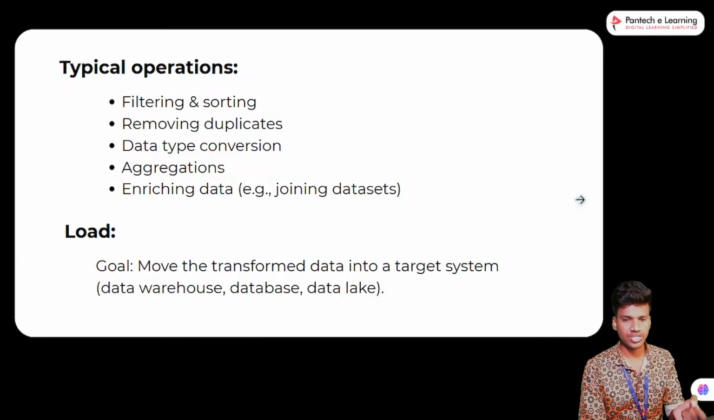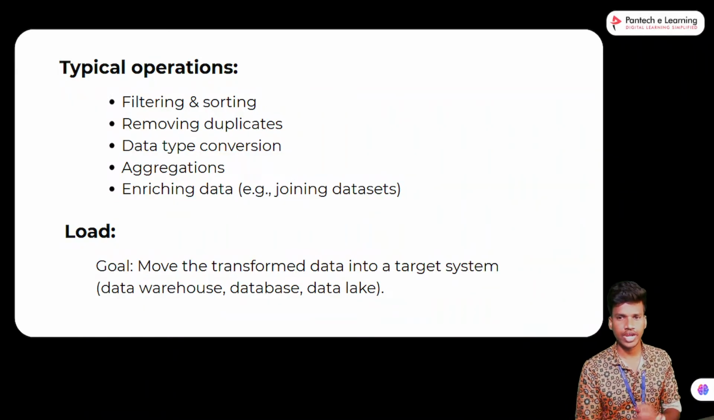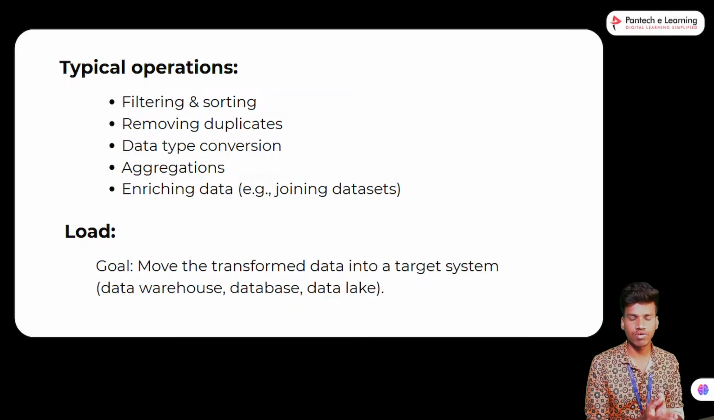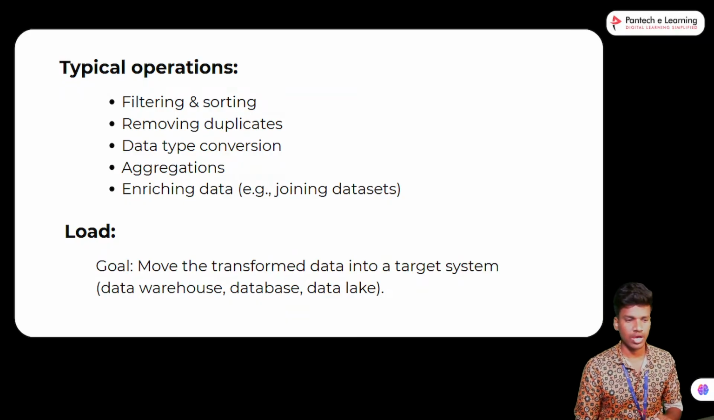The typical operations are filtering or sorting. We can filter the data, sort the data, or remove duplicate values. Data type conversion: if we need to convert one type into another type. Or else aggregations and enriching the data. Enriching means combining two different data sets into the same data.